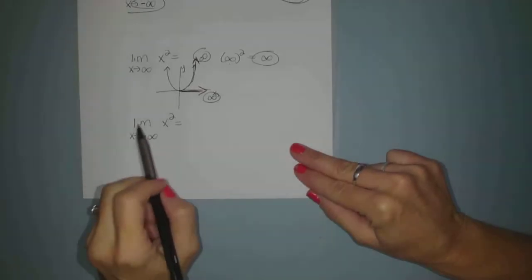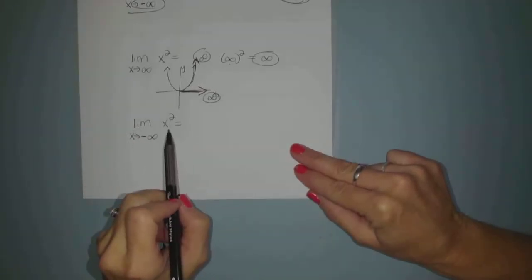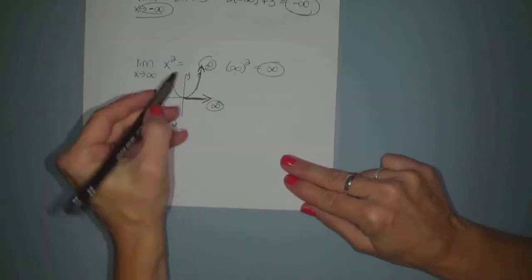And last but not least, the limit as x approaches negative infinity of x squared. Okay, so let's look at the x-axis. Let's go small.